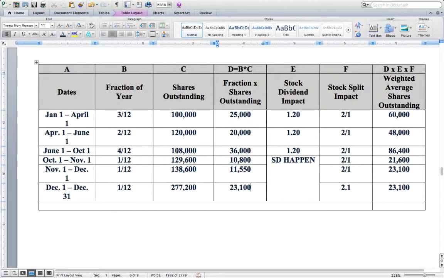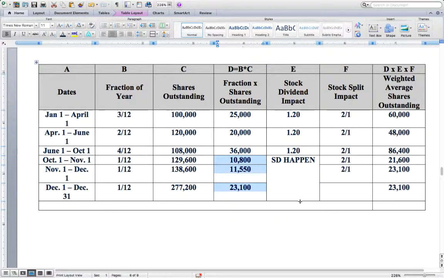This gives you 23,100 times nothing, because the stock dividend is already reflected in this balance, so therefore you have nothing here for the stock split to occur. I apologize for those errors in the table, and hopefully this makes sense now in terms of the calculations.